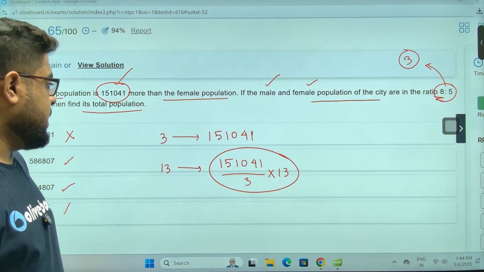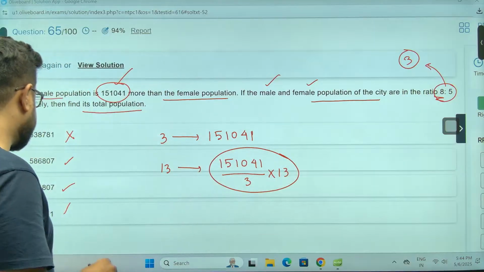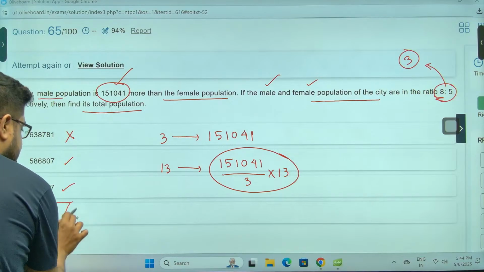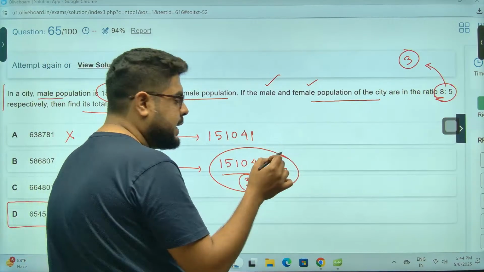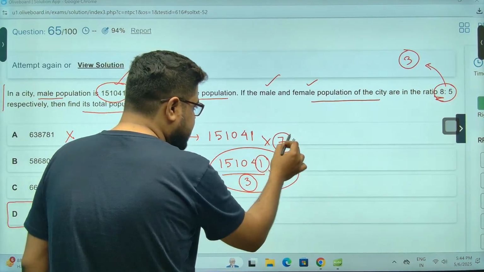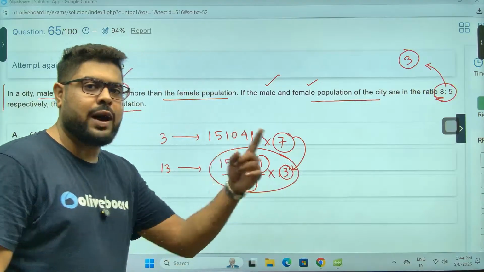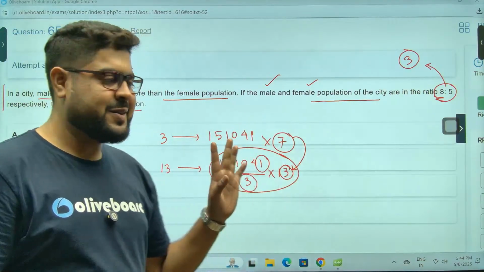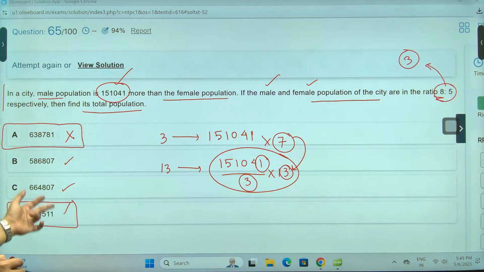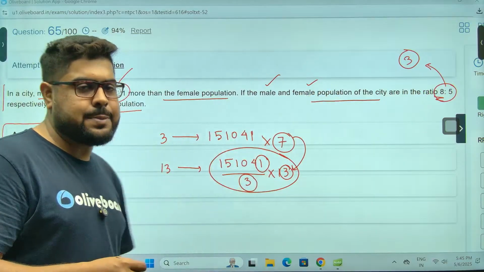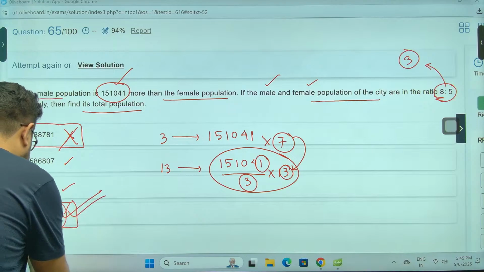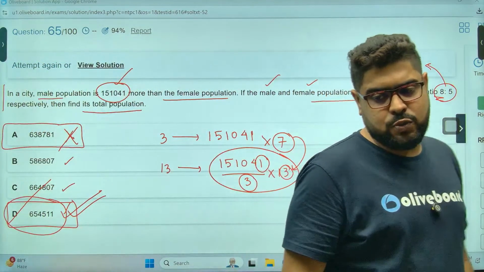3 sevens are 21, 7 threes are 21. The answer will be ending in 1. You see what I've done? 3 into what gives you an ending in 1? You will say into something 7, and again into something 7, into this 3 will give you 1. So your answer will be one of the options ending in 1. And by the multiple of 13, I have checked. This is not a multiple of 13. Only one number is a multiple of 13. That is D. That has to be my answer.